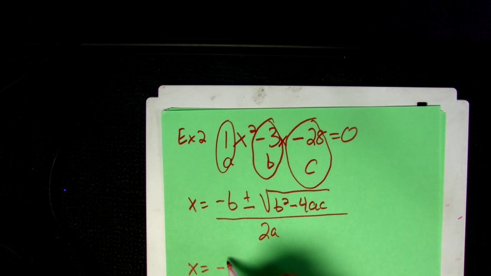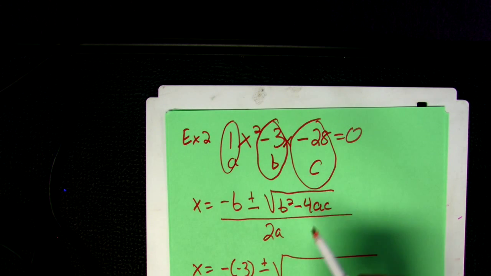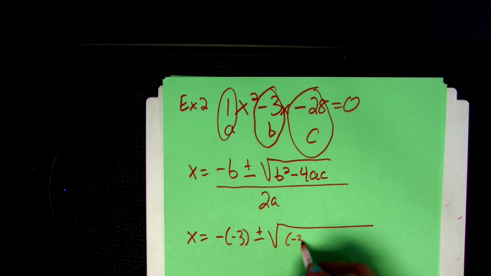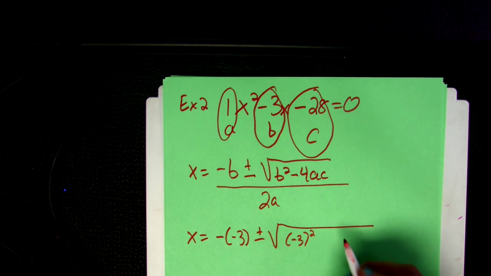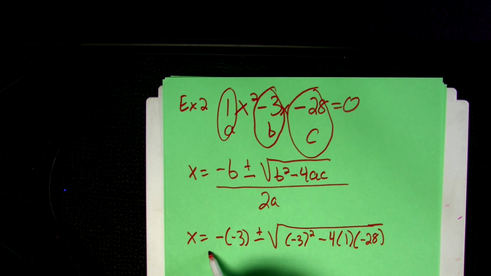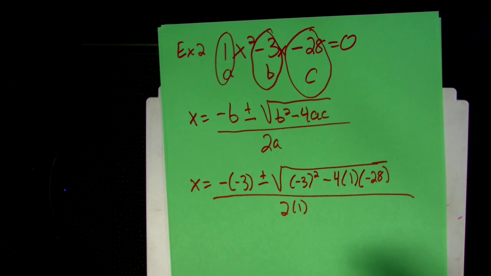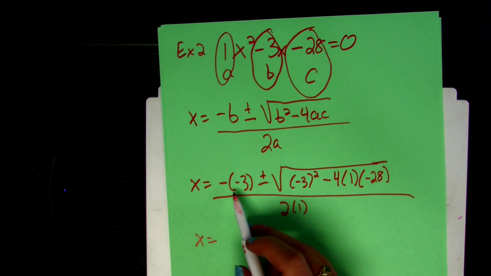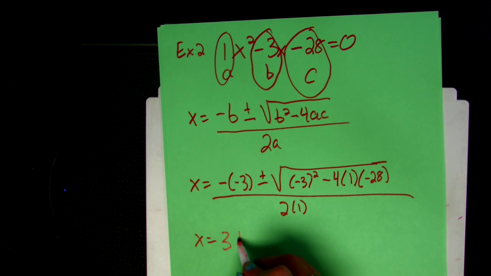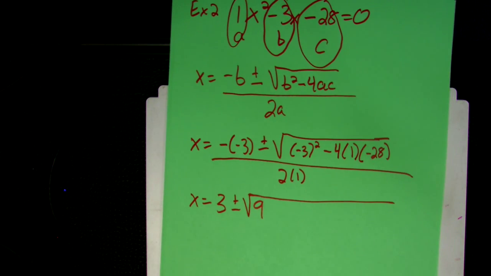So x is equal to negative b. So negative, and then b is negative 3, plus or minus the square root of b squared. So b is -3, so (-3) in parentheses squared, minus 4 times a, which is 1, times c, which is -28, all over 2 times a, which is 1. All right, so time for some math. -3 becomes 3, plus or minus. (-3) squared becomes +9, as long as you do your parentheses right.